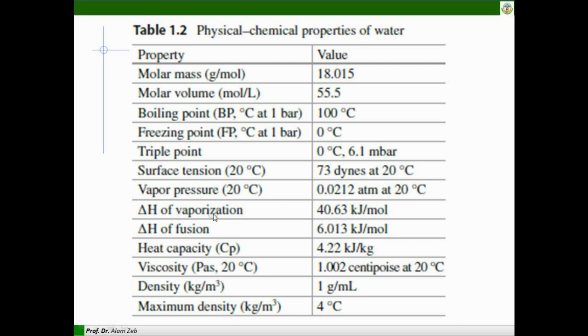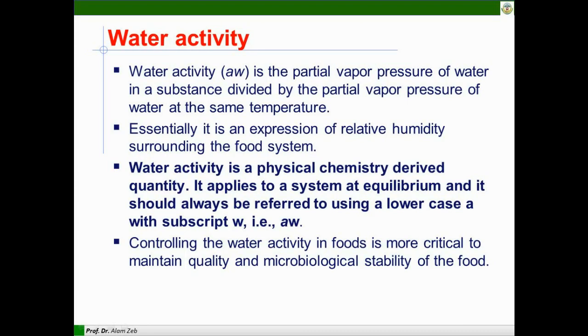Heat of enthalpy or heat of vaporization is 40.63 kilojoule per mole. Heat of fusion is 6.13 kilojoule per mole. Heat capacity is 4.22 kilojoule. Viscosity at 20 degrees is 1.002 centipoise. Density is 1 gram per milliliter. Maximum density is usually at 4 degrees centigrade.